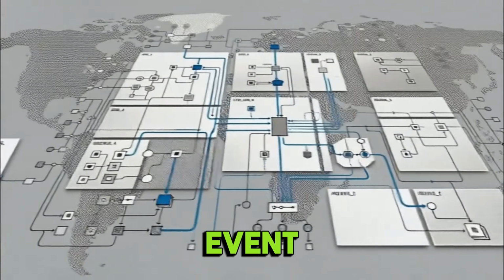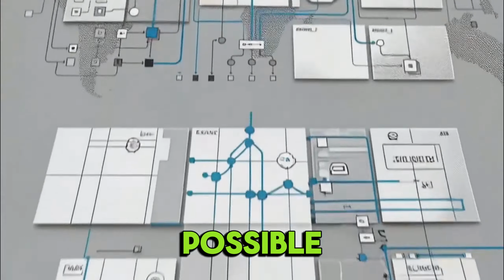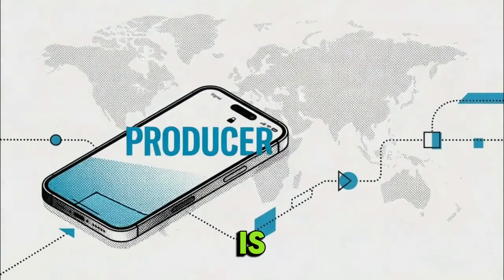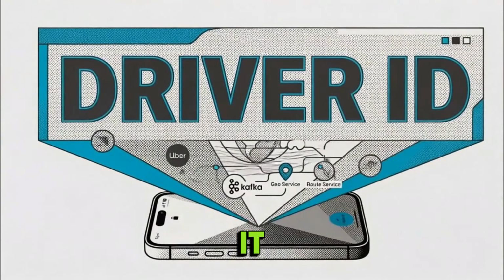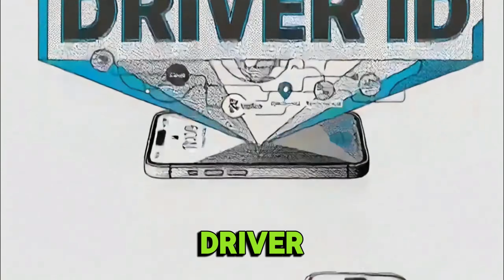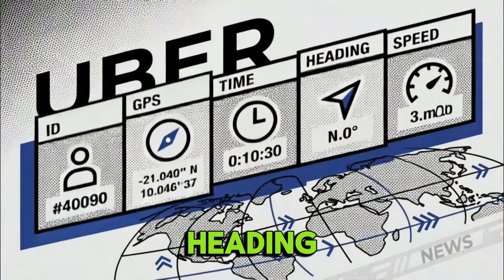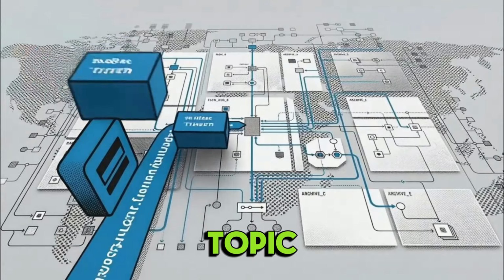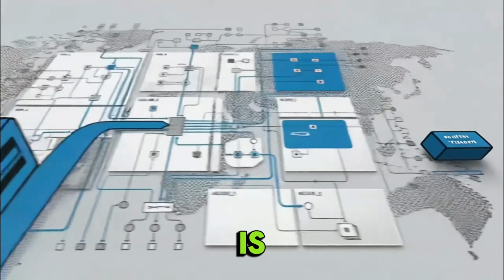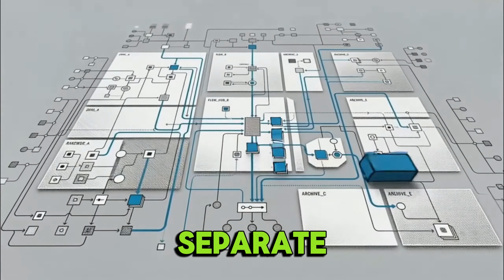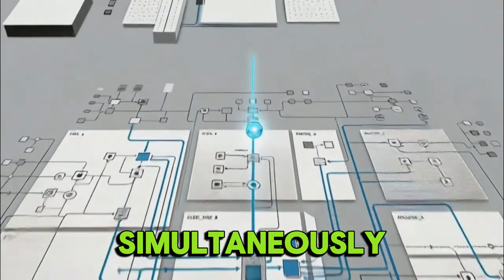Here is how the event-driven architecture makes this possible. The driver's phone is the producer. Every 4 seconds, it emits a location event containing the driver ID, the GPS coordinates, the timestamp, the heading, and the current speed. This event is published to Kafka's driver.location.updates topic. That single Kafka topic is consumed by 4 separate downstream services simultaneously.